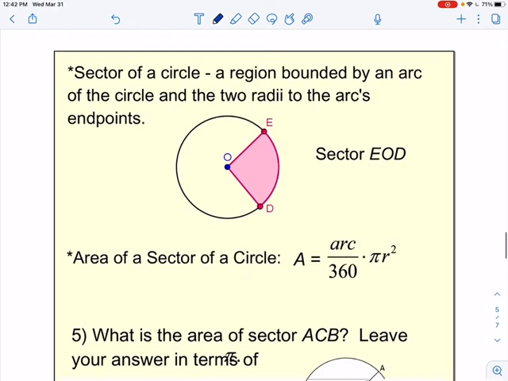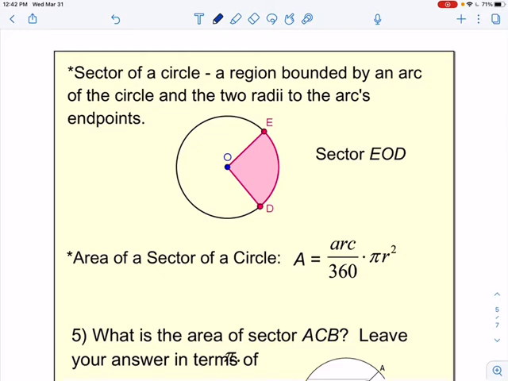Okay, so now we're going to have the sector of a circle. The sector of a circle is basically like a full slice of pizza pie. It's a region bound by an arc of the circle and the 2 radii to the arc's endpoints. So again, this pink shaded area of that circle is a sector. And it's called sector EOD in this case.